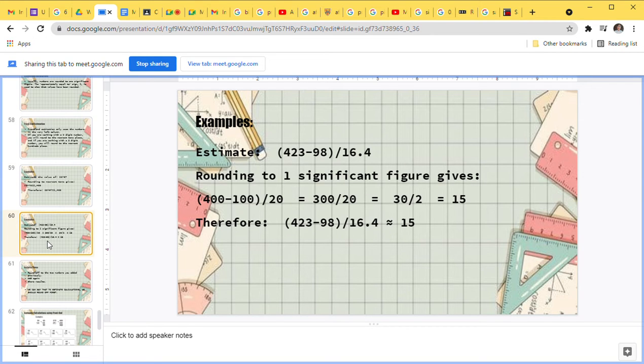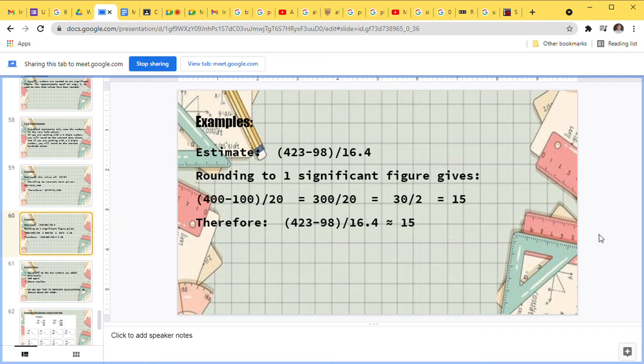So we have another example here. I'm sorry that this doesn't look like a fraction, but this site doesn't allow me to put it in a fraction bar. So just have in mind that 423 minus 98 is the numerator and 16.4 is the denominator. So if we round off to one significant figure, we need to round off everything, not just one number. We have to round off everything for us to estimate the calculation, right?